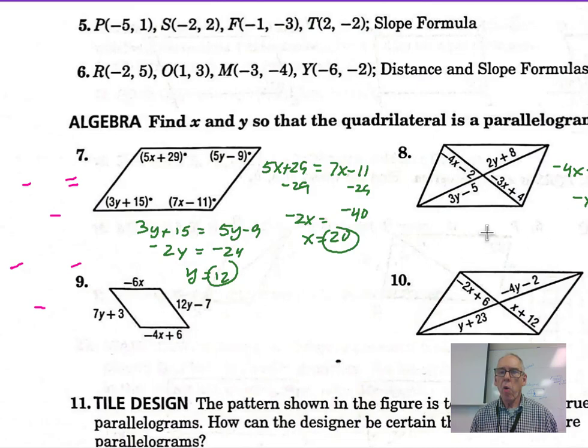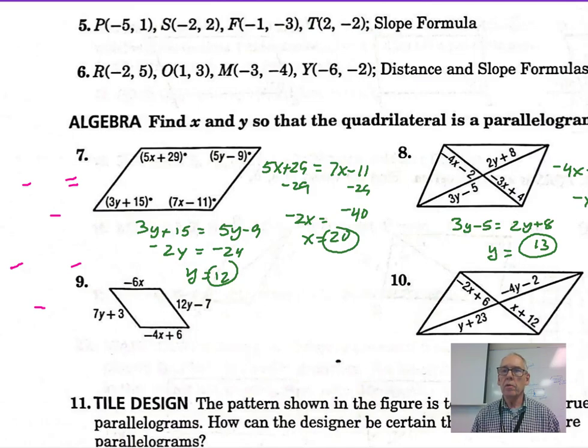Looking at the y's, 3y minus 5 equals 2y plus 8. Add 5 to both sides, we get 13. Take away 2 y's from both sides, we get y is equal to 13. So x negative 6 and y 13 makes this into a parallelogram.